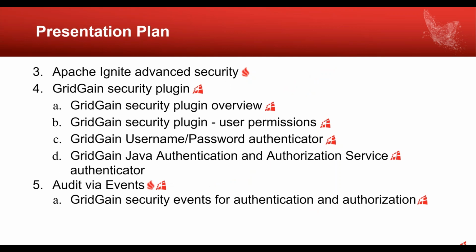After that, we will take a look at Apache Ignite Advanced Security. And going forward, we will investigate what we have in the GridGain security plugin. In the last part of our webinar, we will discuss audit and how it can be done using events. Also, you can see logos. Ignite logos mean that the current theme can be related to Ignite. The GridGain label means that it should be related to GridGain.